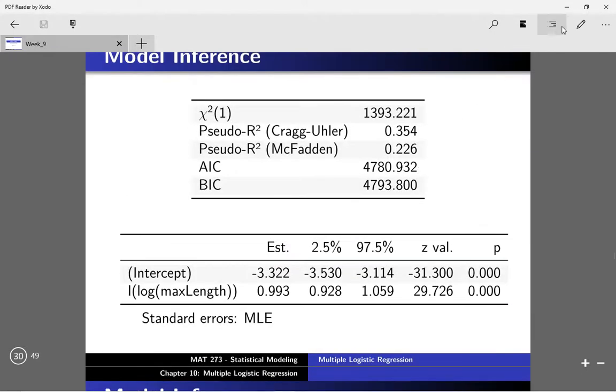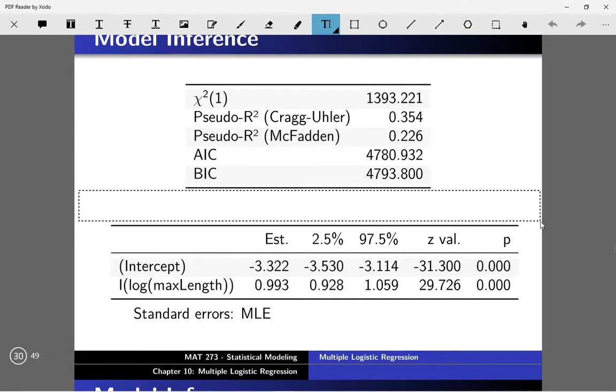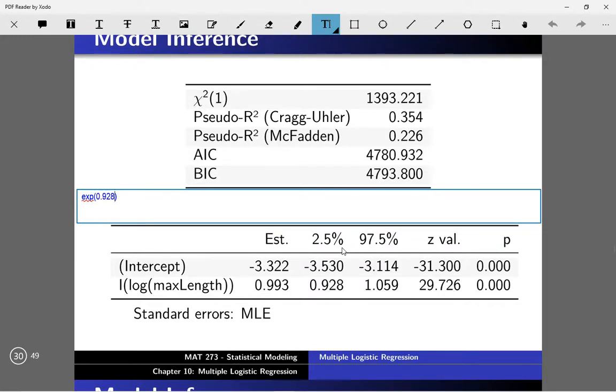So we can exponentiate this prior to interpretation, which is what we want to do for logistic regression. These coefficients and the confidence intervals are on the log scale. So we actually want to calculate what these exponentiated bounds are, the lower and upper bounds on our interval.